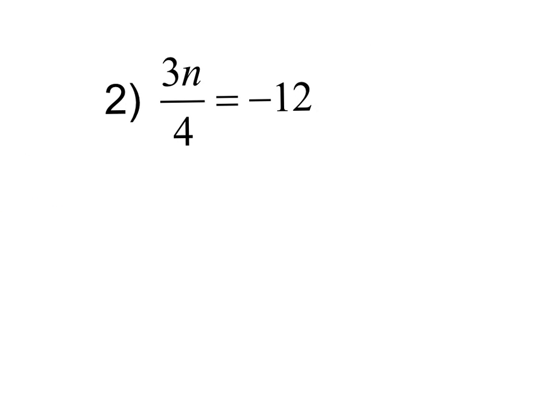Number 2, we have 3n divided by 4 equals negative 12. The first thing we have to do is get rid of the divided by 4, so let's multiply by 4 on both sides. On the left, the 4's are going to cancel. We'll get 3n equals negative 48.